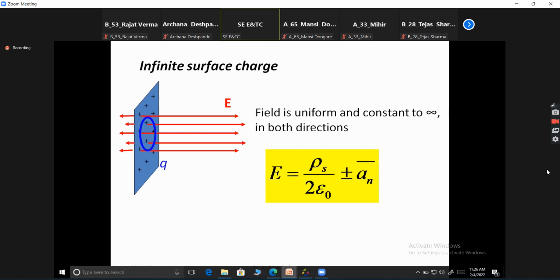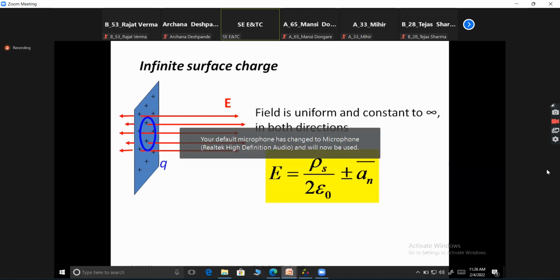Now the formula here is what? Surface charge density, so rho s divided by 2 epsilon naught. If you know the surface charge density, then you can find out the field intensity. Now here there is no involvement of distance. So the meaning here is that the electric field intensity because of a surface charge is going to remain constant.